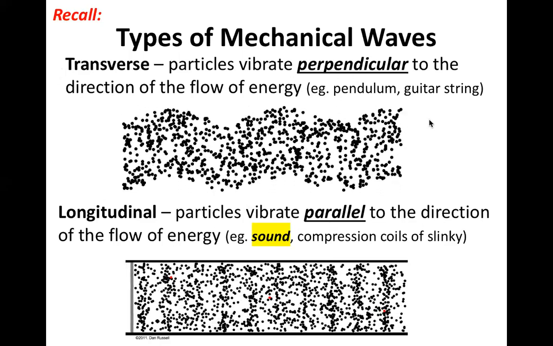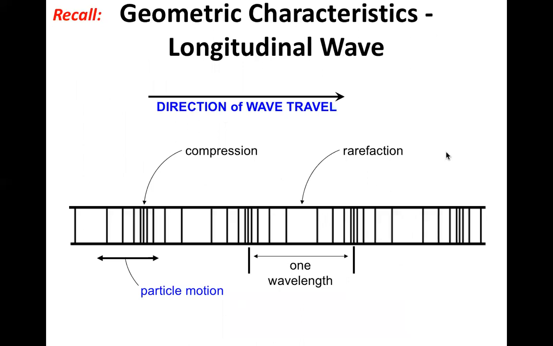Transverse is 90 degrees. Longitudinal waves are a little bit tricky to draw. If we were to try to draw them, we would want to show compressions, areas of higher pressure, and rarefactions, areas of lower pressure. So the particles are more bunched up here, and have more space here. And the distance between a compression and the next compression, or a rarefaction and the next rarefaction, is called one wavelength.